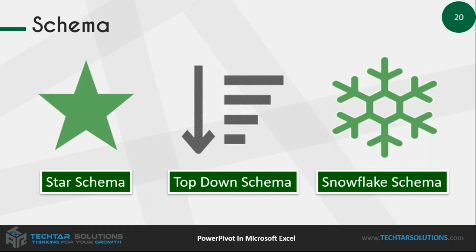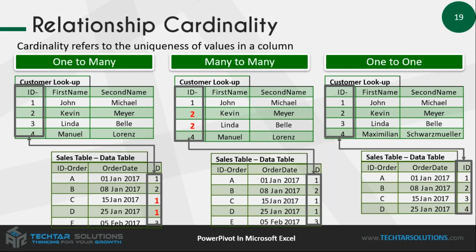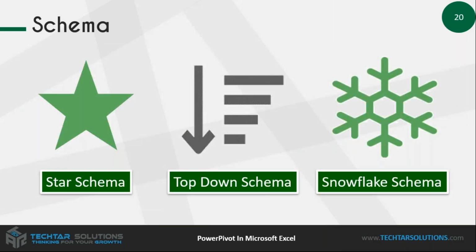So how do we define this relationship? Going back to this, the most convenient way to define cardinality is the one-to-many approach. And in this data model session, in this webinar, I will be using the one-to-many approach to demonstrate how we create a data model in Power Pivot. To define this relationship, we can use any of these three schemas. The first is star, the second is top-down schema, and the third is snowflake schema.